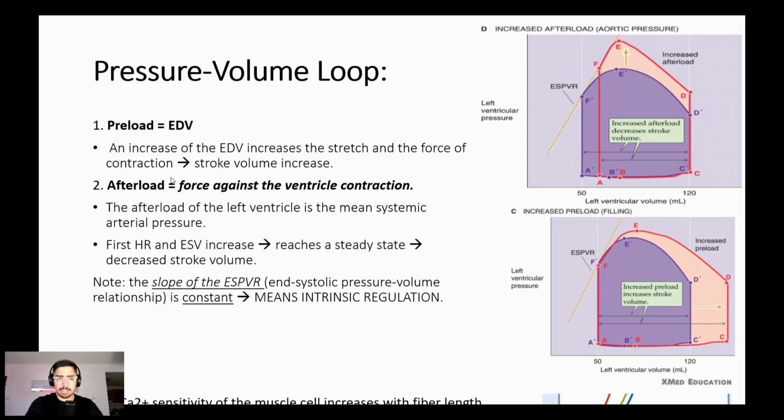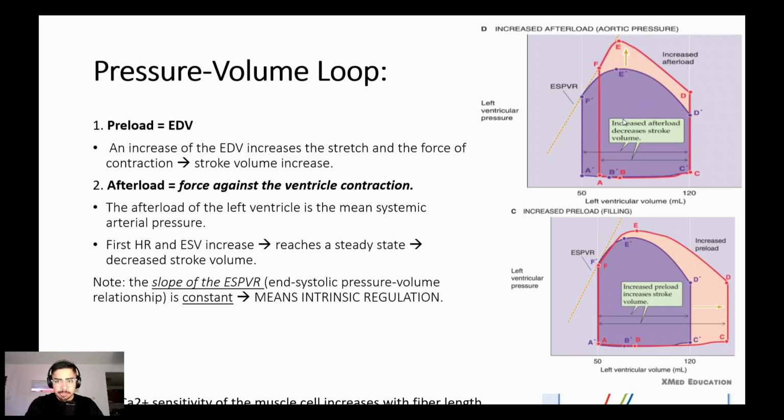What about the afterload? Afterload is actually the same as the total peripheral resistance. So if the total peripheral resistance increases, afterload will be increased because it's a pressure against the ventricle. It's a pressure of the arteries. And how can it increase? For example, when you are squatting, the pressure on the heart will be much more because more muscle will be activated and the blood will go to that muscle, and they can increase the afterload.